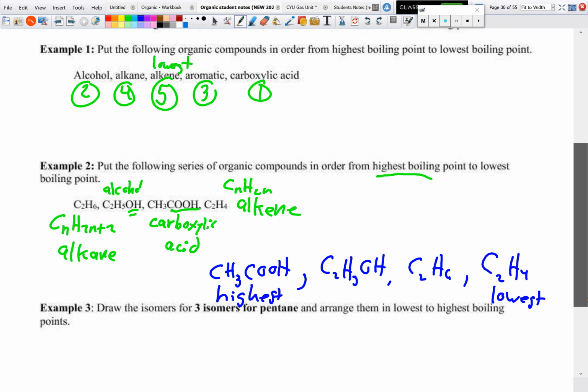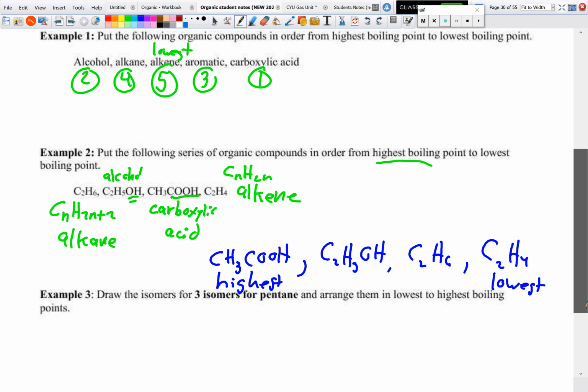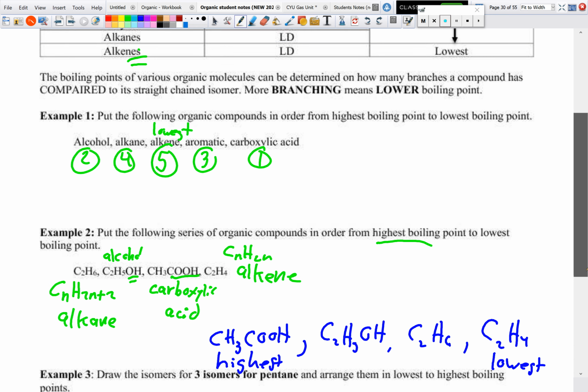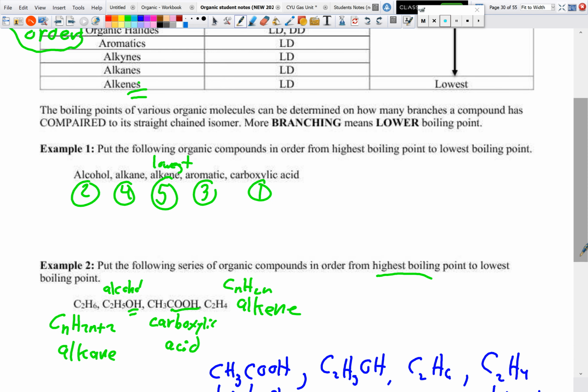Now, for example 3, we're drawing 3 isomers of pentane and arranging them from highest boiling point to lowest boiling point. Before we get into that, I want to bring up this little sentence right here. If you read it earlier, that's awesome. If not, it'll make sense as we go into 3. The boiling points of various organic molecules can be determined by how many branches the compound has compared to the straight chained isomer. One thing you have to remember: more branching equals lower boiling point.